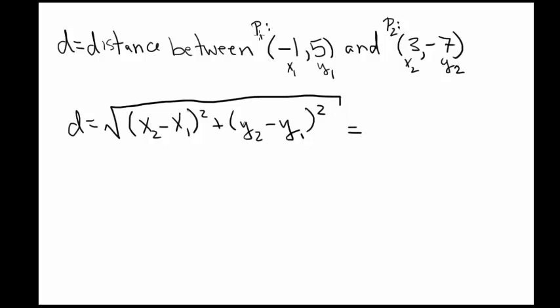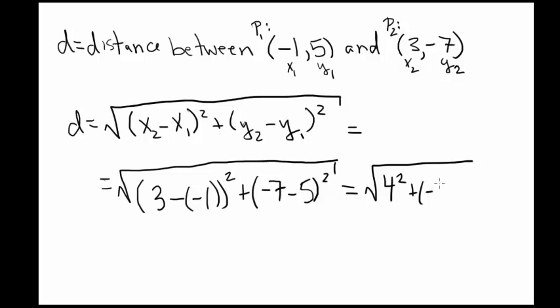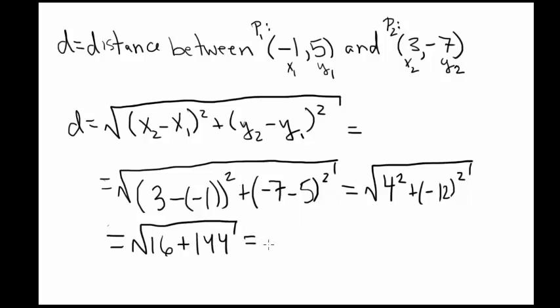So if I make -1, 5 point 1 and 3, -7 point 2, then our distance formula gives us that our distance is the square root of 3 minus -1 squared plus -7 minus 5 squared, or the positive square root of 4 squared plus -12 squared, or the square root of 16 plus 144, which is the square root of 160, which simplifies to 4 times the square root of 10.